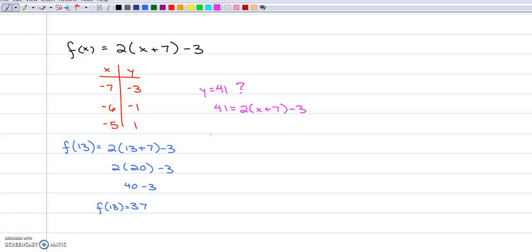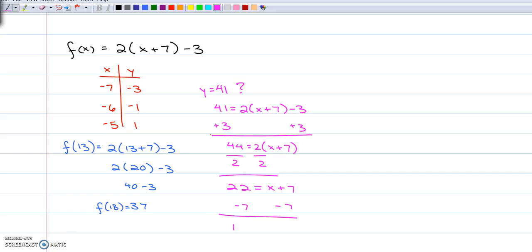It tells me that I need to solve for x, and the same steps as always are going to help me do that. I'm going to add 3 to both sides. Boom, bam. 44 equals 2 times x plus 7. I can divide both sides by 2. When I divide it, I get 22 equals x plus 7. And I'll subtract the 7 just so I can get the x all by itself. My final answer is that 15 is what the x value is going to be if my y is 41.